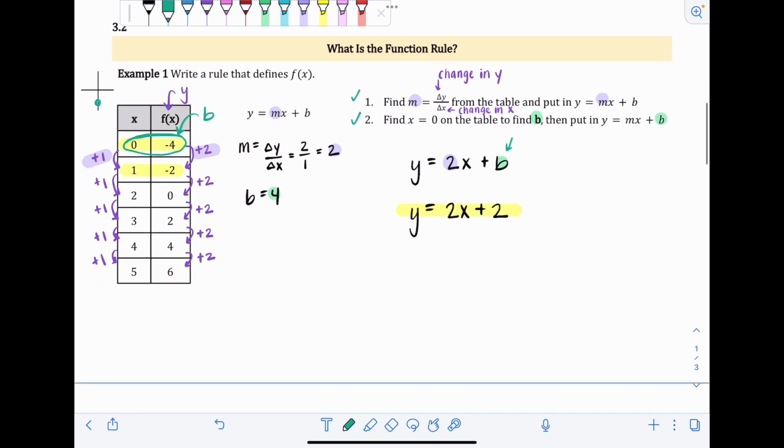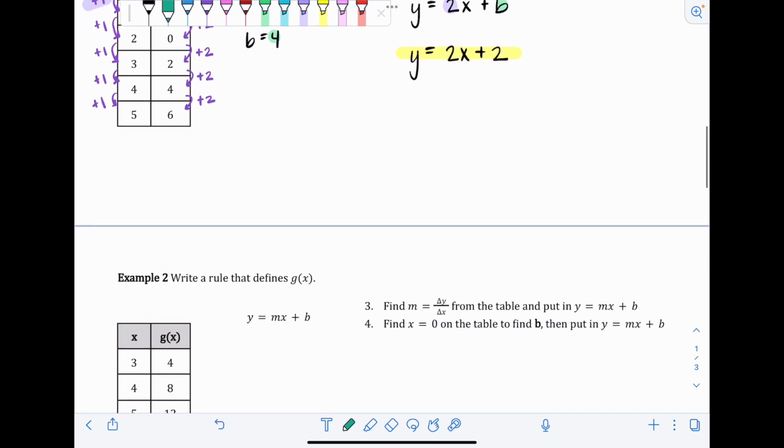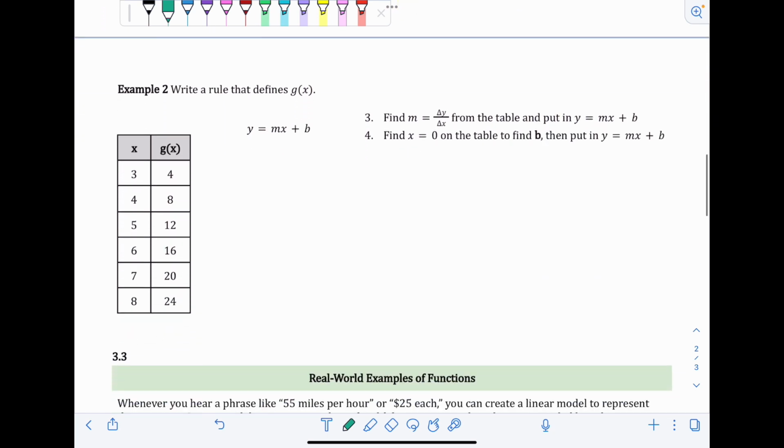If you wanted to practice example 2 on your own, that would be a good one to pause the video on. So example 2: write a rule that defines g of x. Same thing, we're going to write it in the form y equals mx plus b.